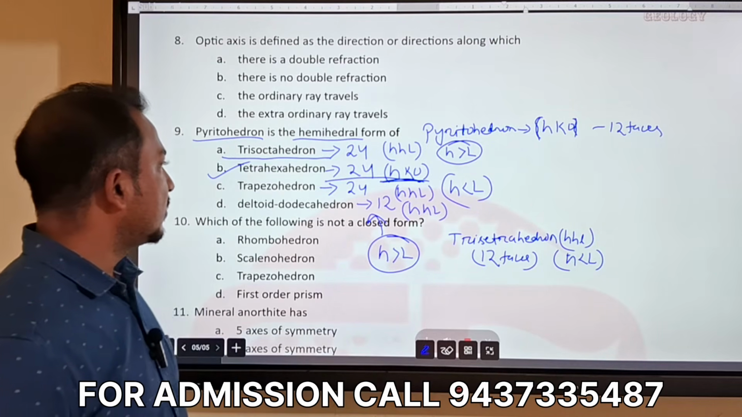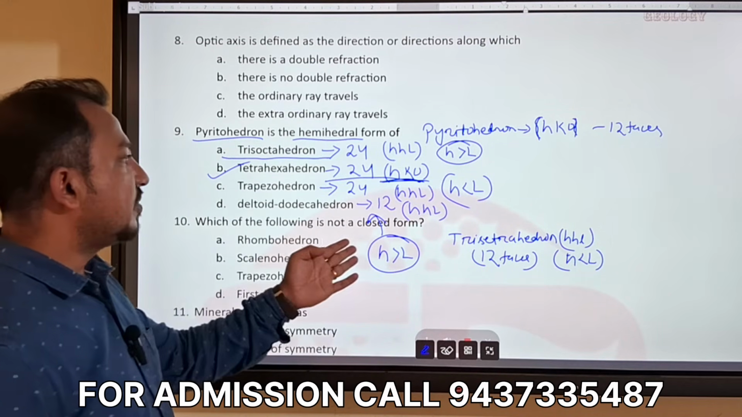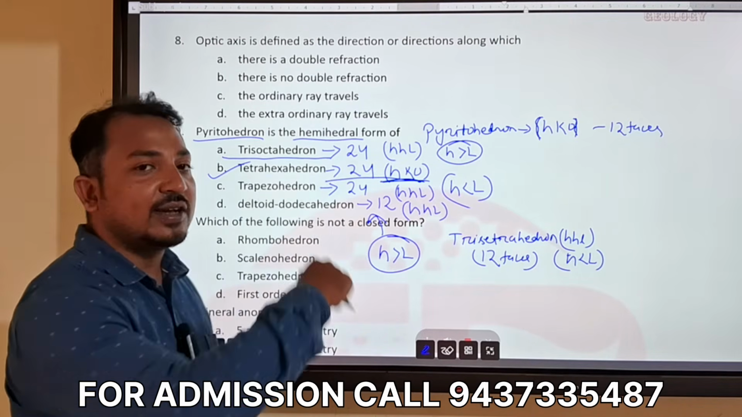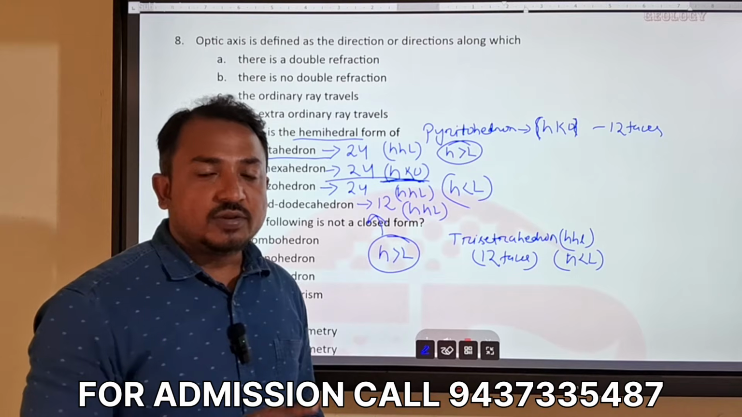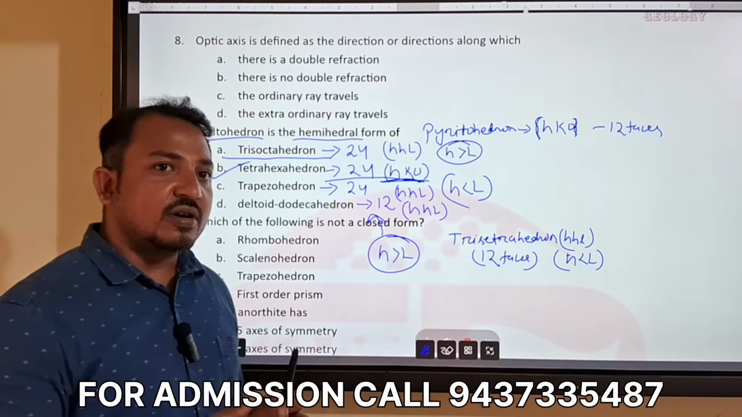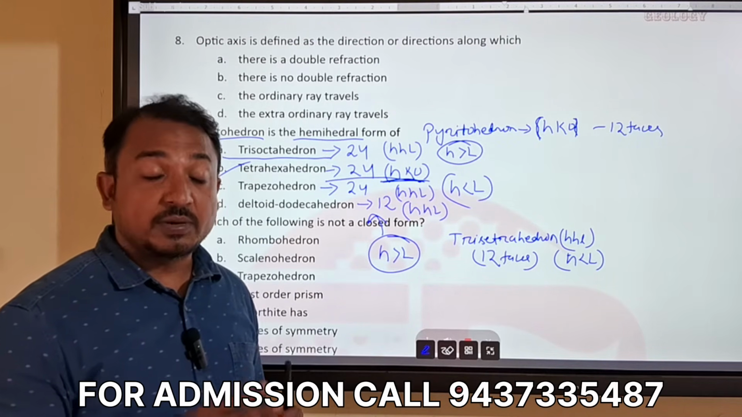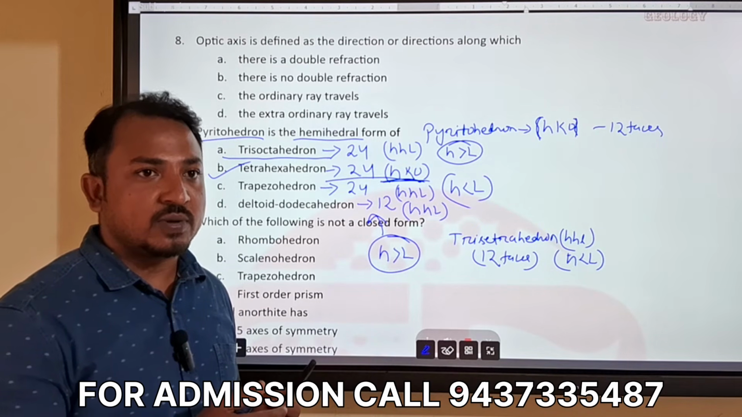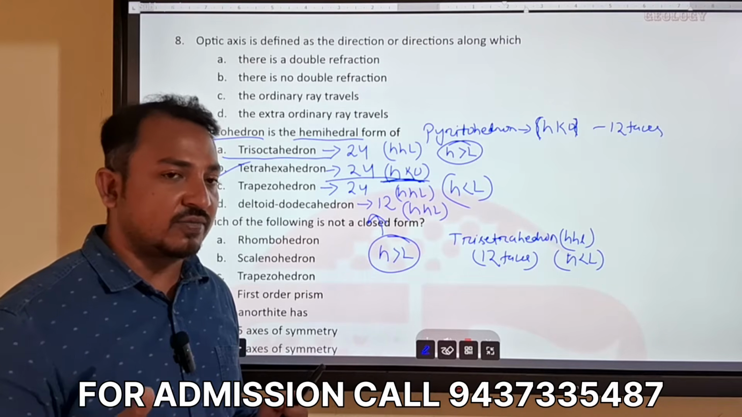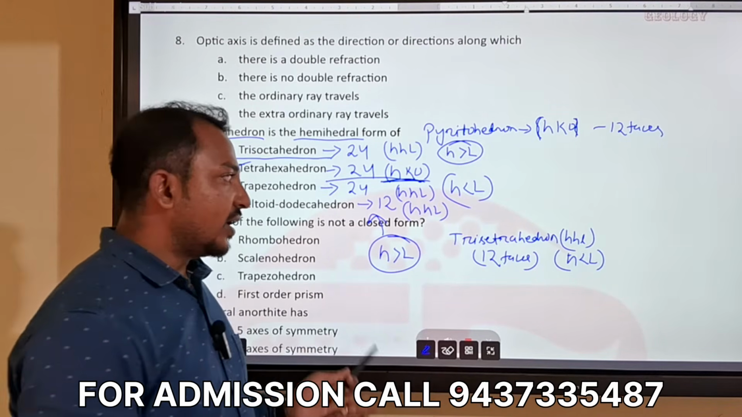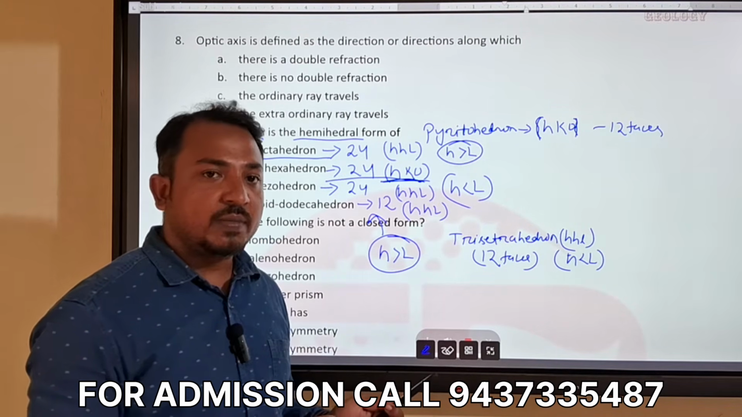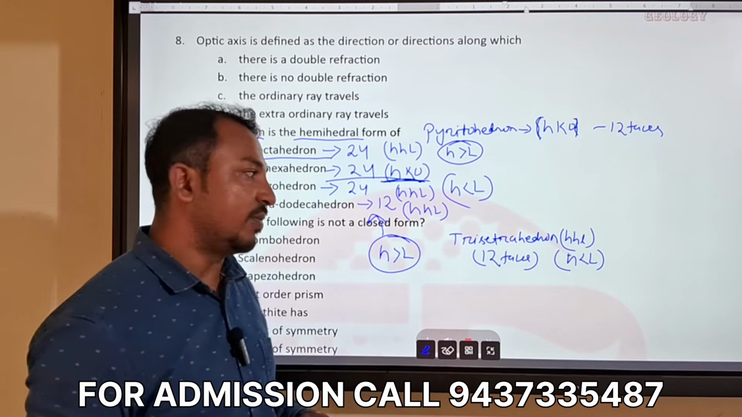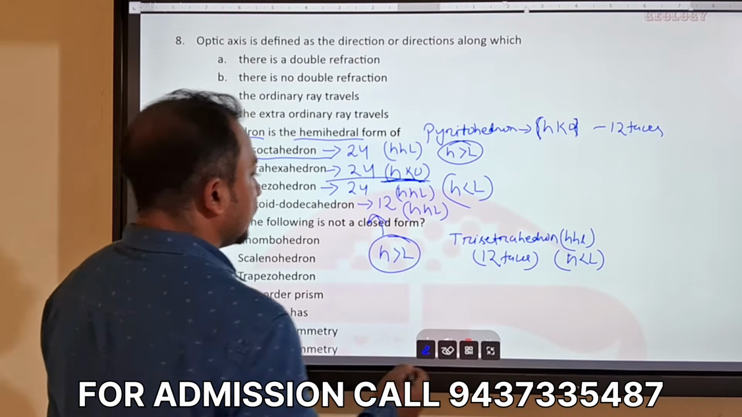So all these forms belong to the isometric system, and all are closed forms. There is only one system, the isometric system, which has only closed forms. Not that closed forms are not found in other systems. Isometric has only closed forms. Other systems have both closed and open forms.